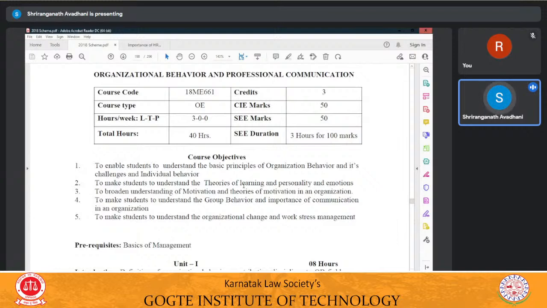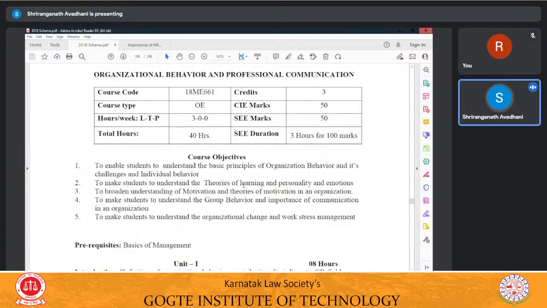So this is basically a non-analytical subject. You don't have any mathematical calculations or numericals here. The importance is given to professional behavior. The topics discussed are with regard to professional behavior. Then stress is laid on personal communication skill sets.